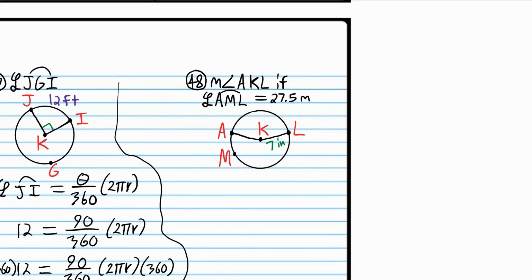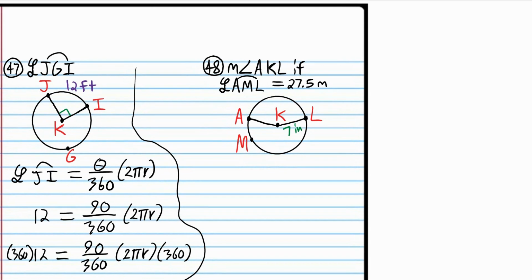So the length of this arc is 27.5. So we're going to use an equation for arc length using that arc that they actually give us. We have to use the information they give us.